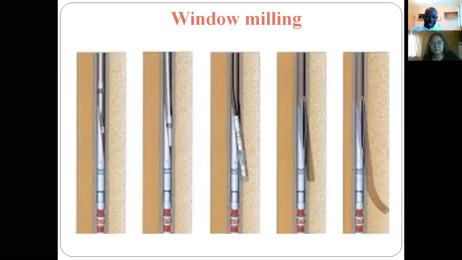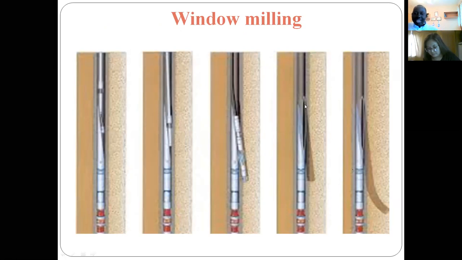Okay, let me go back again. For instance, when you look at the cased hole, in the case of a window milling operation, we have some limitations, because of the casing diameter, the number and the size of equipment that we can lower into the well.